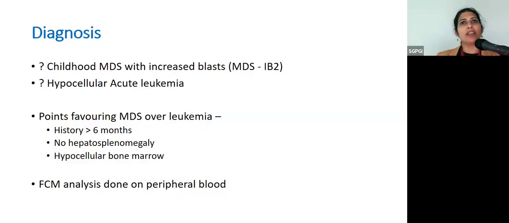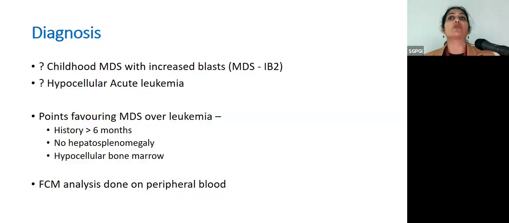So the blasts have already crossed approximately 20%. So now we will call it hypocellular acute leukemia. But the problem with acute leukemia was that the child had a history of 6 months. That's abnormal. Acute leukemia usually has a stormy onset. They don't show you a history of 6 months. So the problem was that the history was long.